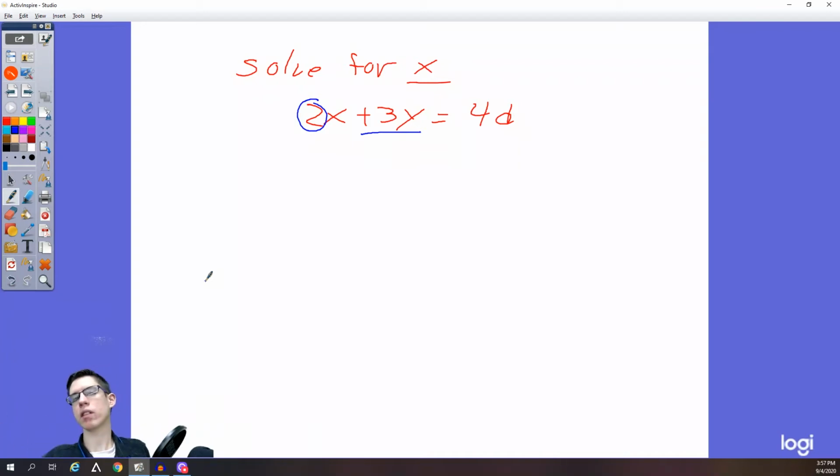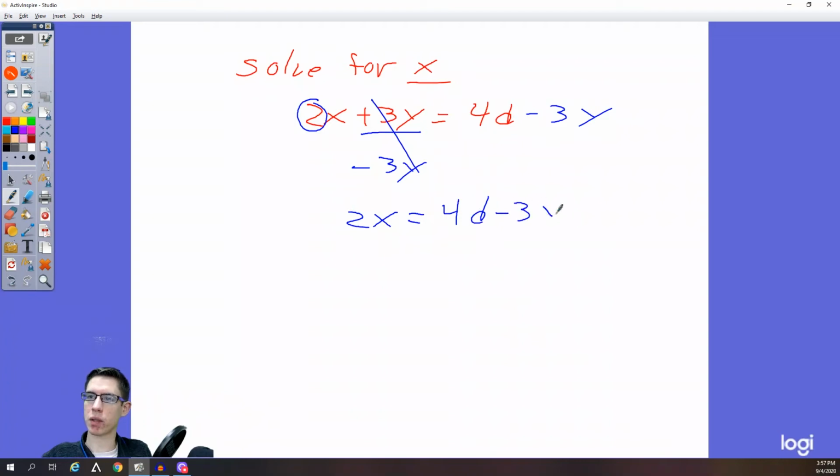Step one is going to look a lot like the last situation. Once again, the first thing we have to do is move those terms away that don't have an x. So we're going to subtract 3y from both sides. Here it's going to cancel, and we're going to have 2x equals 4d minus 3y. So the first step was to subtract that term out. By the way, if this were subtraction, we would then add. Whatever the symbol is there, we do the opposite of that. That's how we work this out.